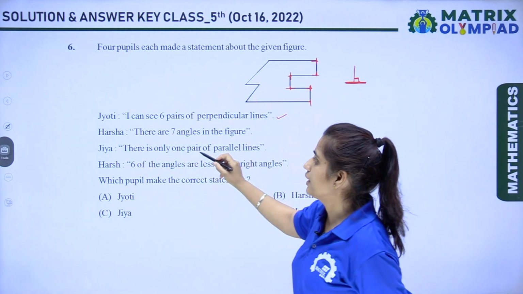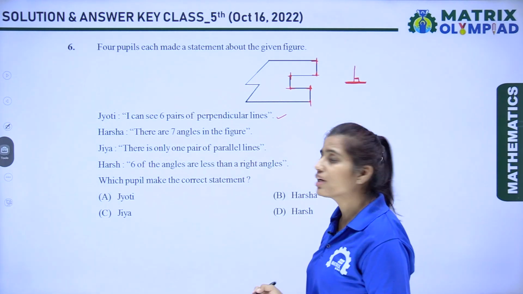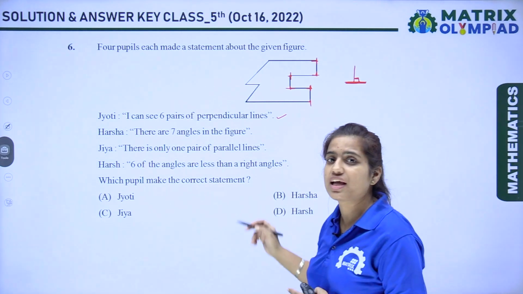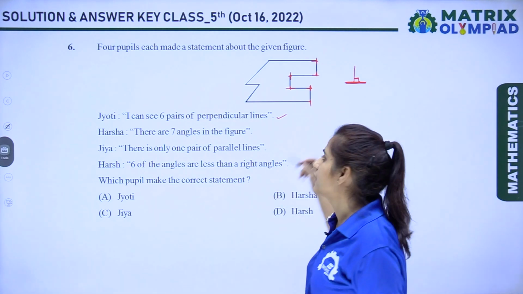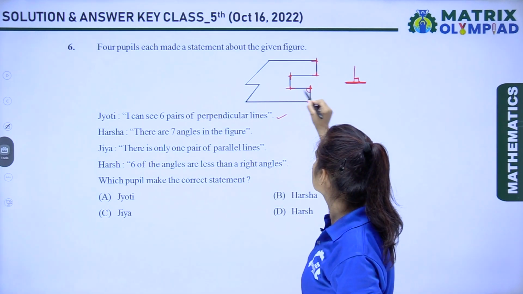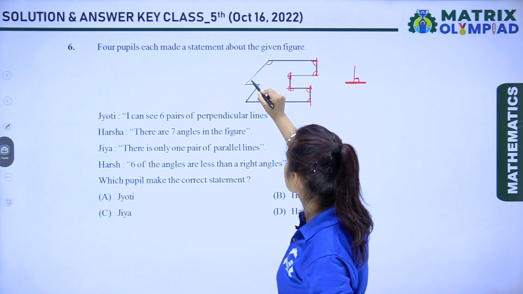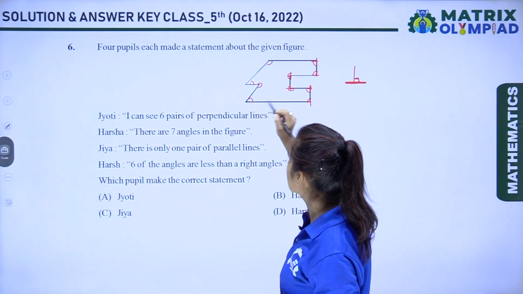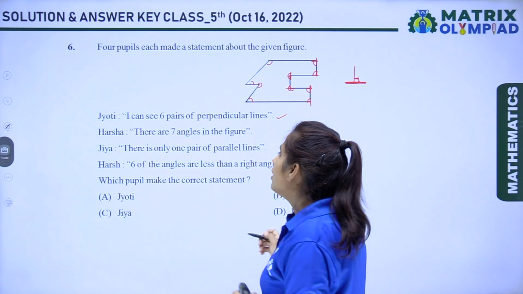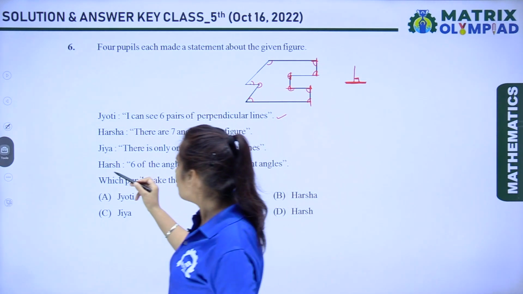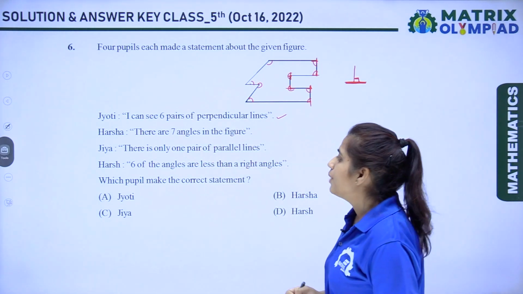Harsha is saying that there are 7 angles in the figure. Let's check where these 7 angles are, whether it is more than 7 angles or less than 7 angles. Let's check. 1, 2, 3, 4, 5, 6, 7, 8, 9, 10. Oops, there are 10 angles in the figure. Now let's come to Jia. There is only one pair of parallel lines.